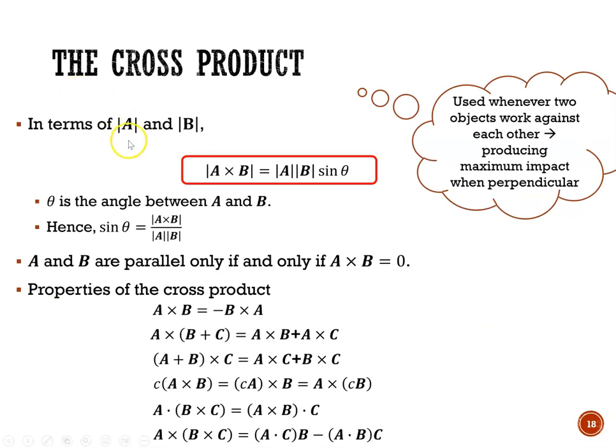In terms of magnitudes, the magnitude of A cross B is equal to magnitude A times magnitude B times sine theta. So the difference here is the sine theta term, where theta is the angle between A and B. Hence, sin theta is equal to the magnitude of A cross B over the magnitudes of A times B. A and B are parallel if and only if A cross B is equal to 0.